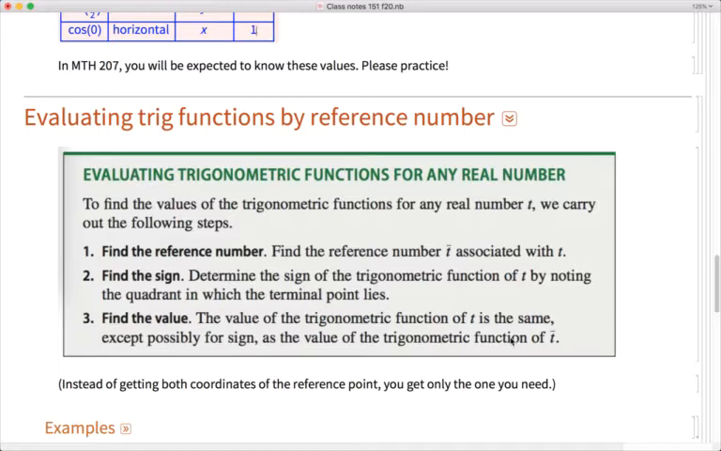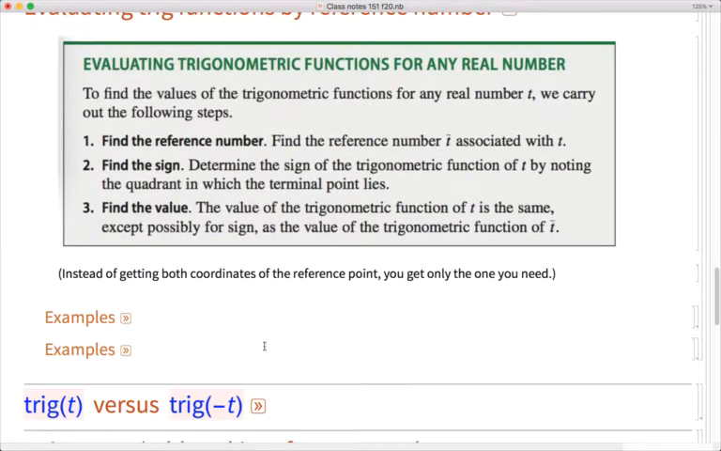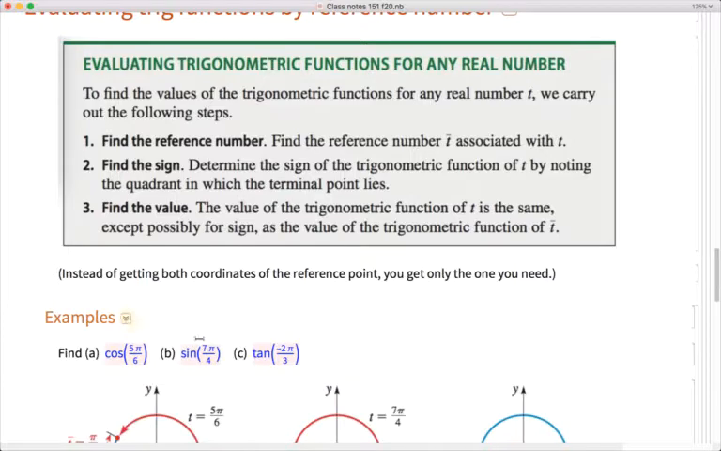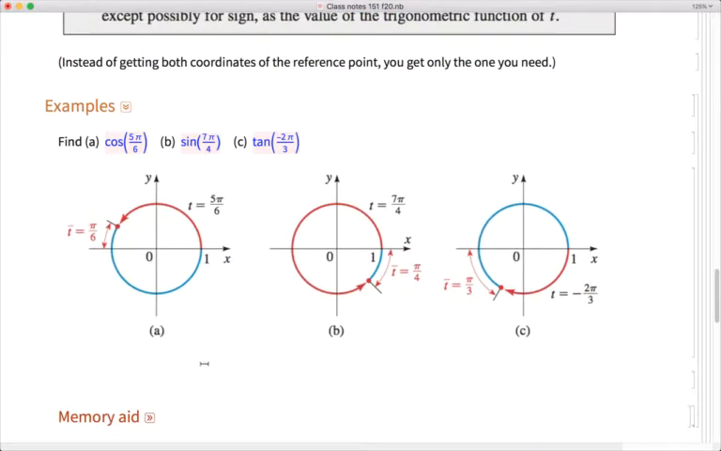And we can do that either by just figuring out what quadrant the terminal point is in, or by using the little mnemonic about All Students Take Calculus. And then we're going to find the value. It'll be the same value for the number t as for the reference number, except possibly adjusting the plus or minus sign.